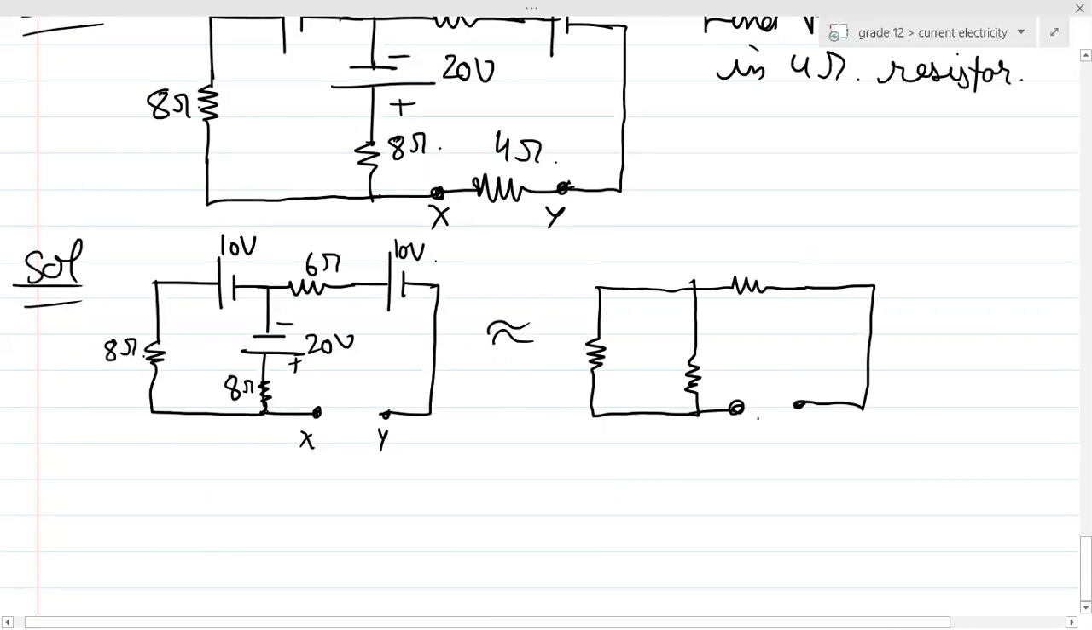Can you see the second diagram? Any doubt? Guys, can you see the second diagram is without any batteries? The 8 ohm resistor is still there, 8 ohm resistor is still there, 6 ohm resistor is still there. So now what is the resistance across X and Y?